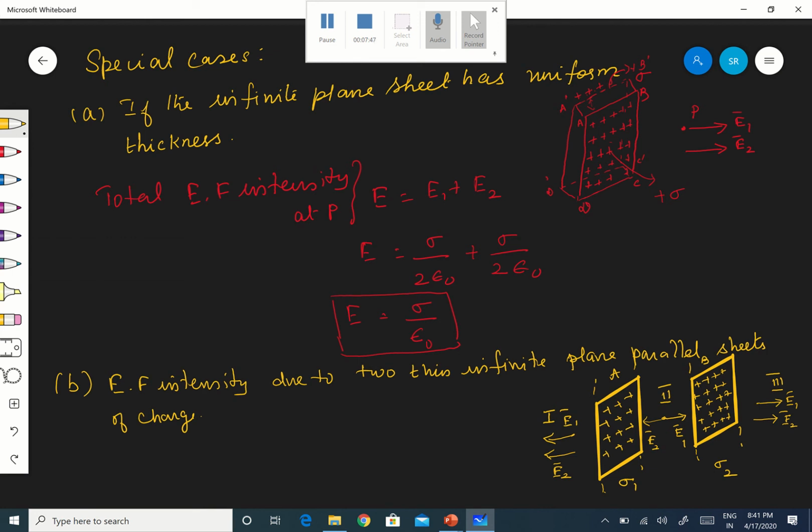If I want the electric field at any point, I have to keep a unit positive charge. E1 is the field due to A, E2 is the field due to B. Now you find out what is E1. E1 will be equal to sigma 1 by 2 epsilon naught, due to a plane sheet of charge. And what is E2? E2 is equal to sigma 2 by 2 epsilon naught. So the magnitudes of E1 and E2 are also ready.